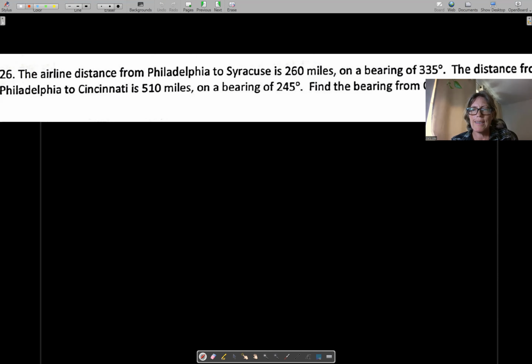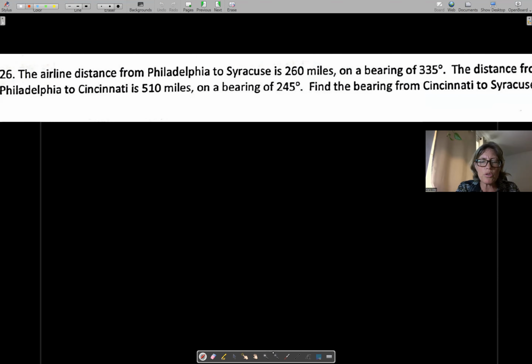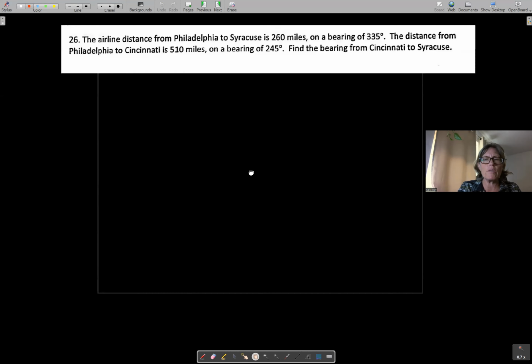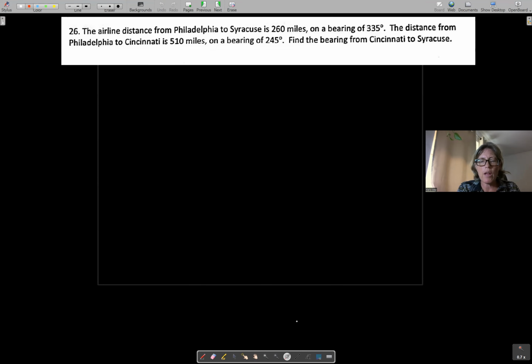All right. This particular problem introduces the concept of bearings. So let's read it out loud first, and then we'll talk about bearings because that makes it just a little bit more interesting. The airline distance from Philadelphia to Syracuse is 260 miles on a bearing of 335. The distance from Philadelphia to Cincinnati is 510 on a bearing of 245. Find the bearing from Cincinnati to Santa Cruz.